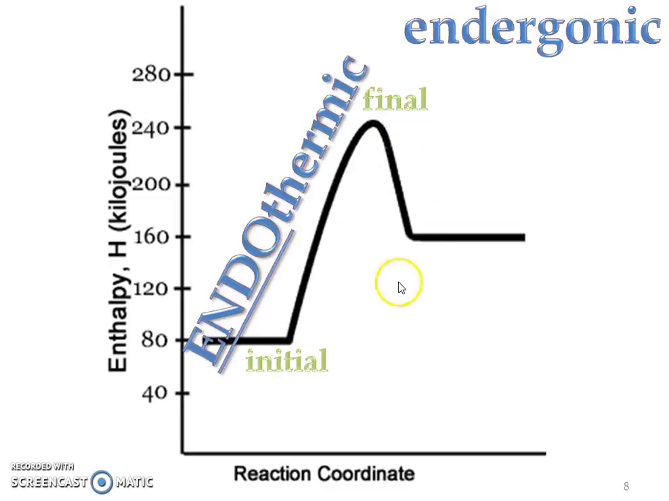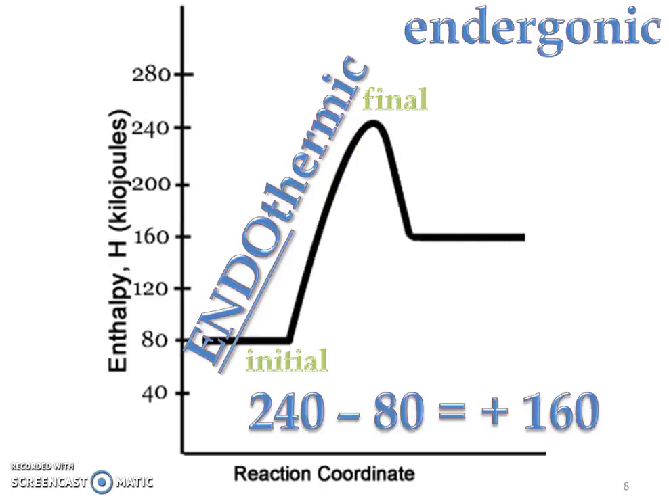Now let's look at that word endothermic, which endergonic should have reminded you of. So when we're absorbing energy, it is in the endothermic sense. So let's make sure of the sign. If we take 240, that's our final, minus our initial of 80, we get a positive delta H. And a lot of times, I know it's positive energy, but because it's heat energy, we're going to talk about delta H, the enthalpy, the heat energy, and that's going to be in the positive sense.